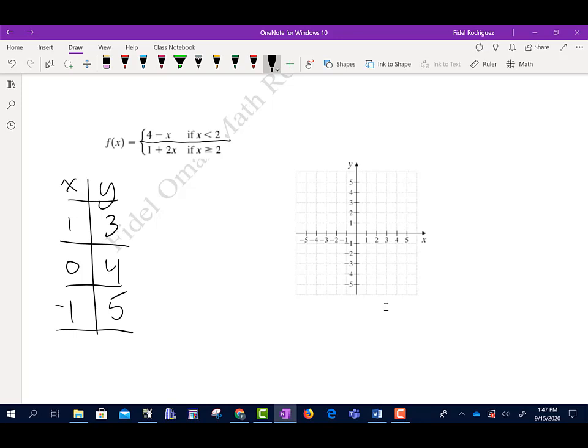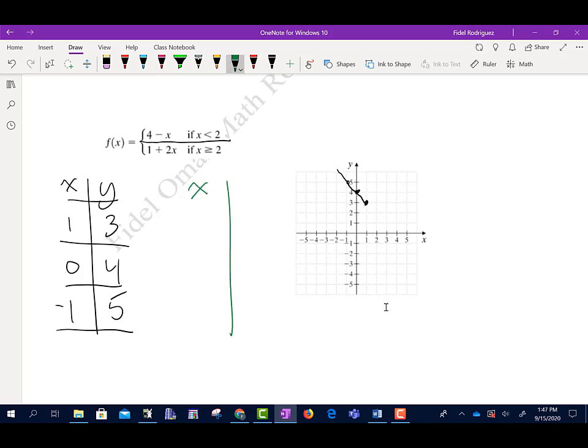And so let me go ahead and plot those points. At 1, I'm going to go up to 3. At 0, I'm going to go up to 4. And at -1, I'm going to go up to 5. Connecting my dots like that. And then we'll do the same thing here.